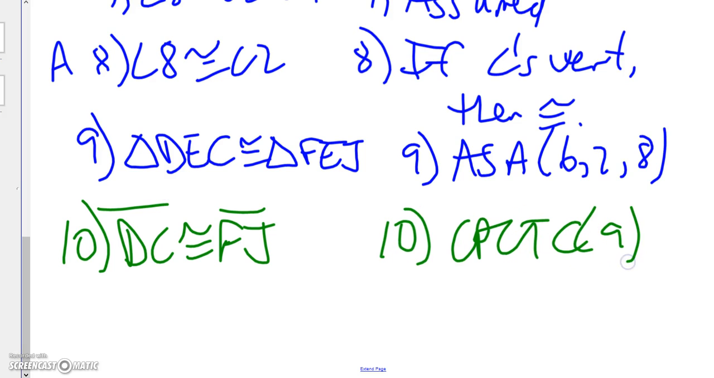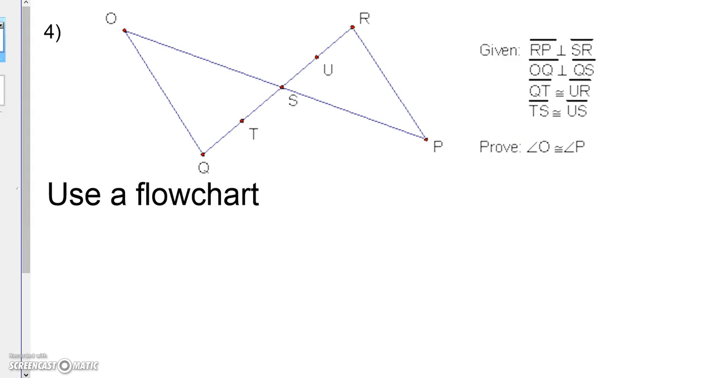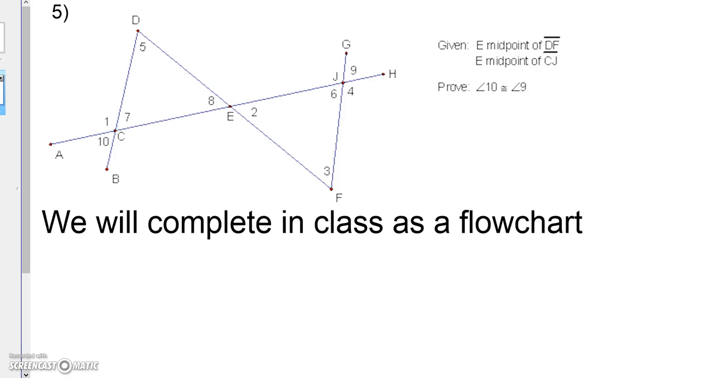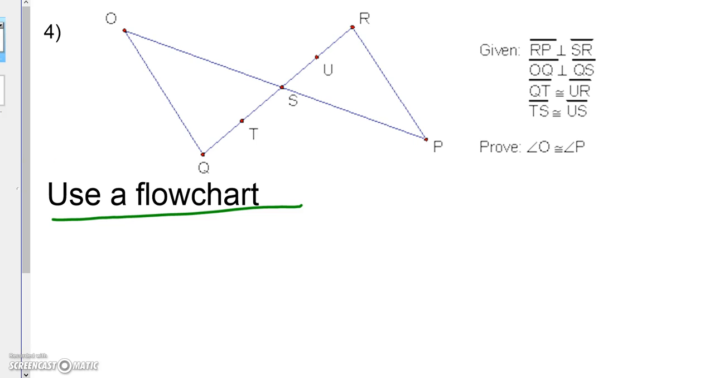As you can see, the proofs can start to get a little bit longer now. We need to make sure that we have 3 corresponding parts congruent all the time. We complete number 4 as a flowchart, and we will do number 5 in class together, so you do not need to complete this one tonight, but please complete number 4. We'll check it in class and then do number 5.